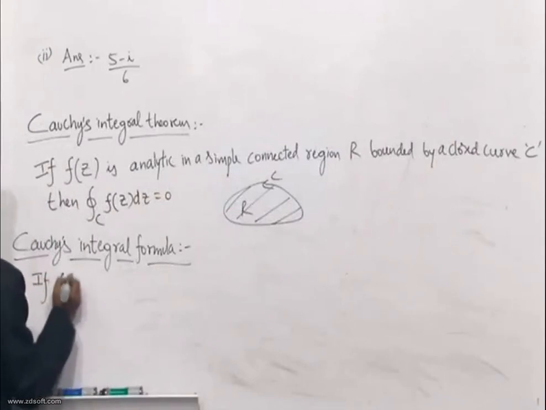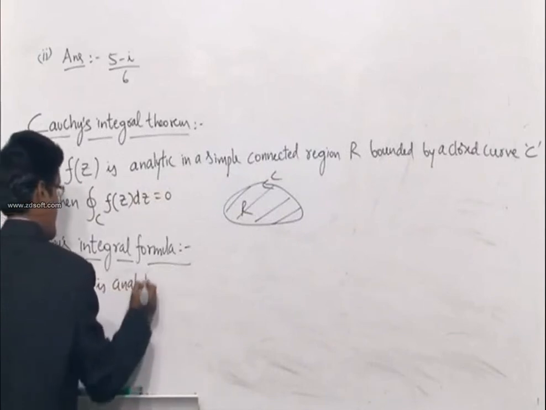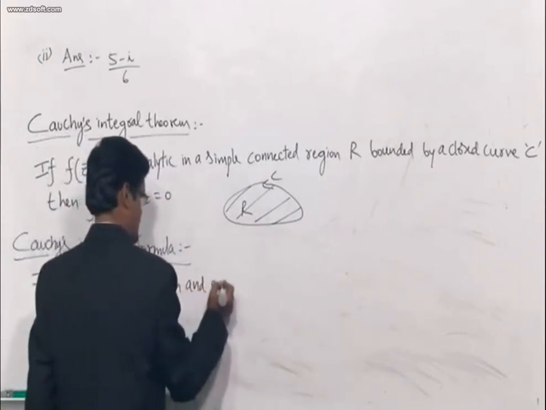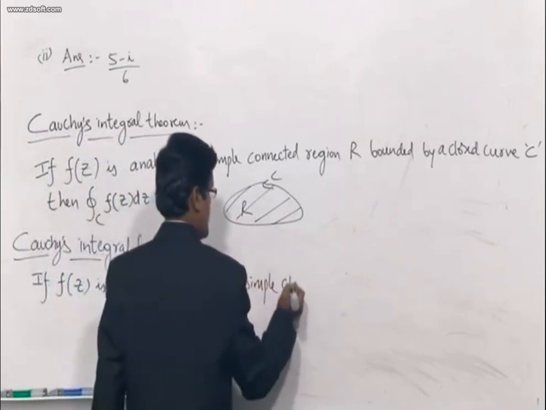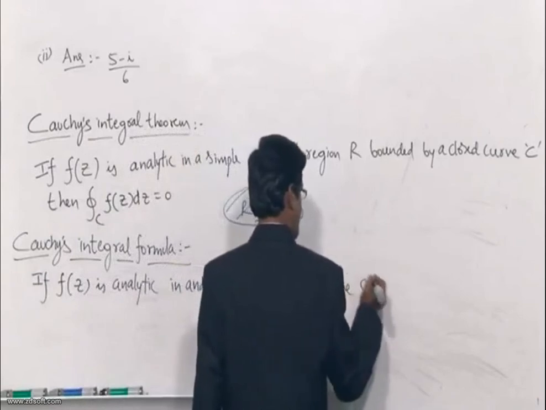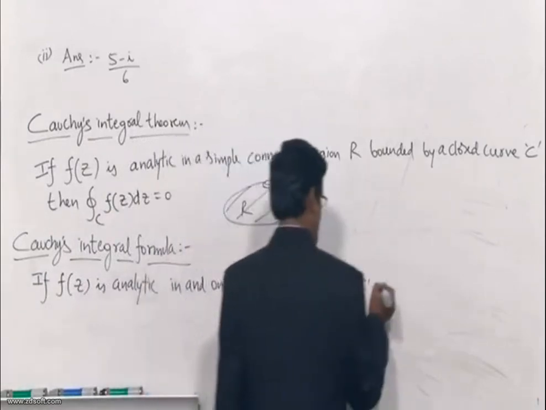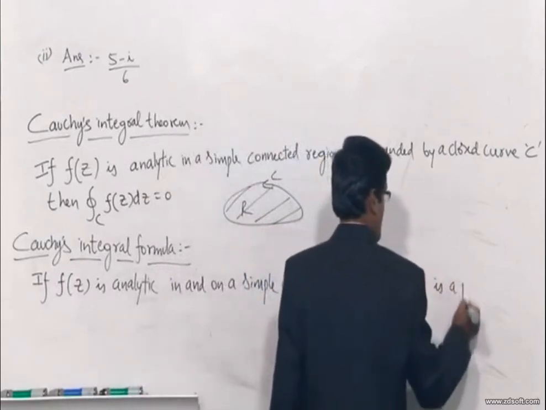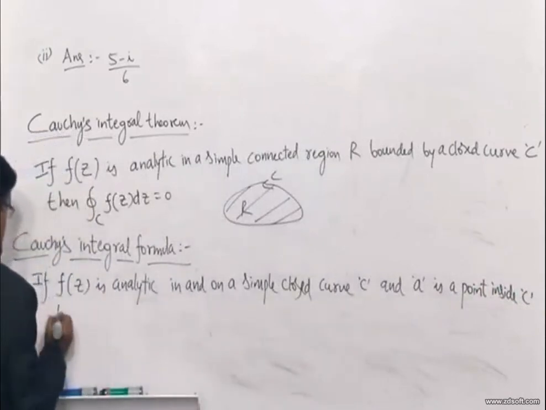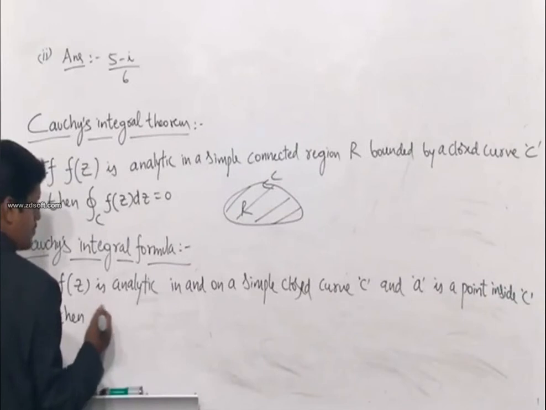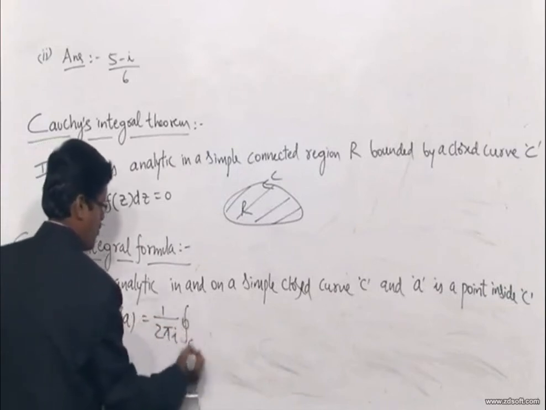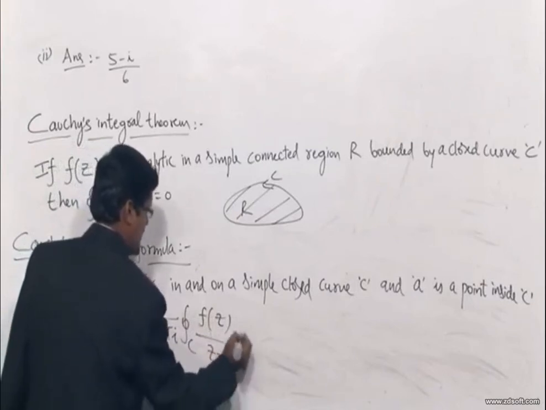If f of z is analytic in and on a simple closed curve C, and A is a point inside C, then f of A is equal to 1 over 2 pi i, integral over C, f of z divided by z minus A, dz.